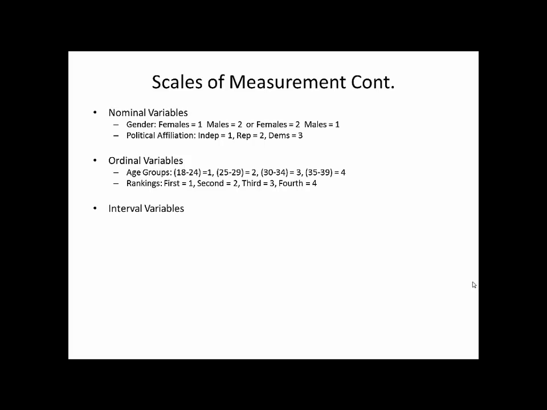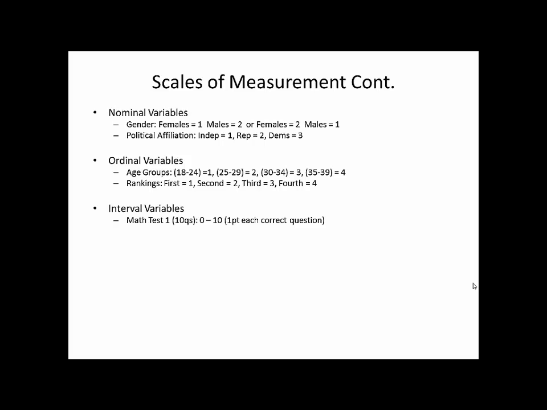Let's look at interval variables. Now, math tests. So there are 10 questions on a math test and 1 point for each correct question. So if you get 0 right, then that means that you did not get any answers correct on the test. However, it does not mean that you don't know any math whatsoever. That's why the 0 is not meaningful. Okay? It does not mean the absence of the characteristic. It just means that you didn't score any answers correctly.